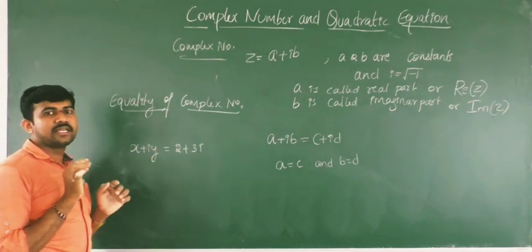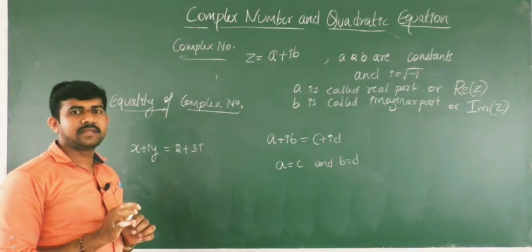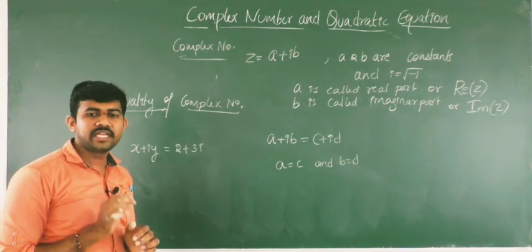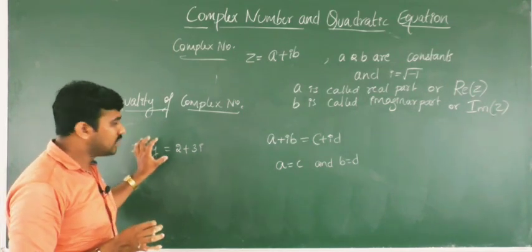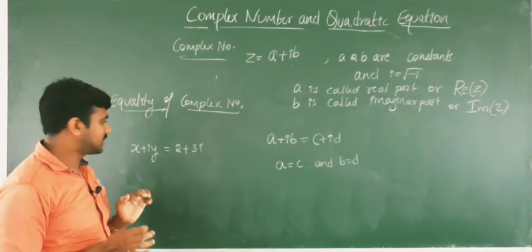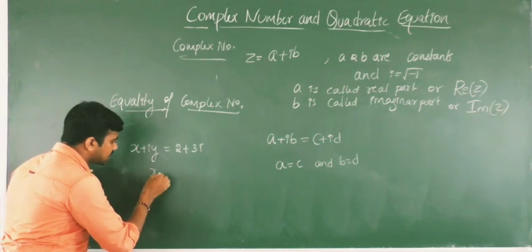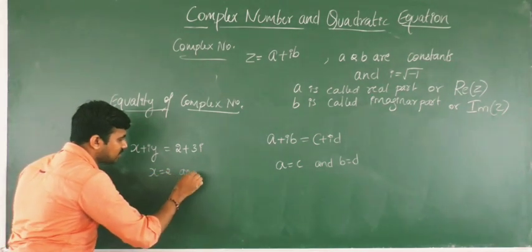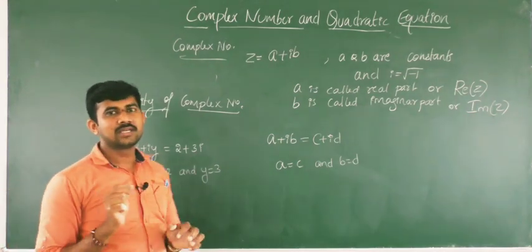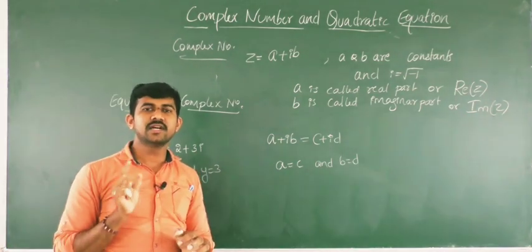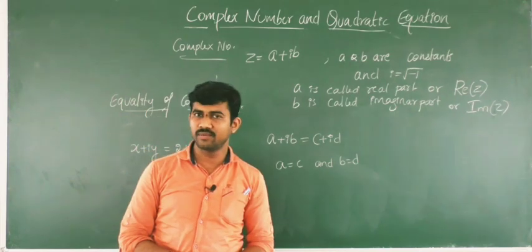x plus iy is equal to 2 plus 3i. Now they have given that these two complex numbers are equal, so what are the values of x and y we will get? See here, x is equal to 2 and y is equal to 3. This we will get because here two complex numbers are equal.